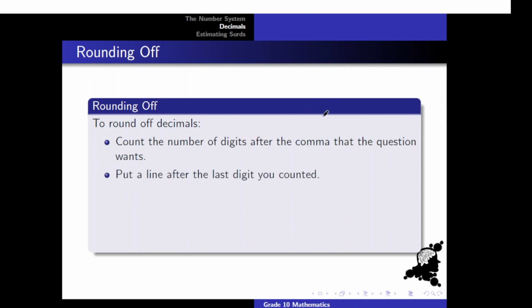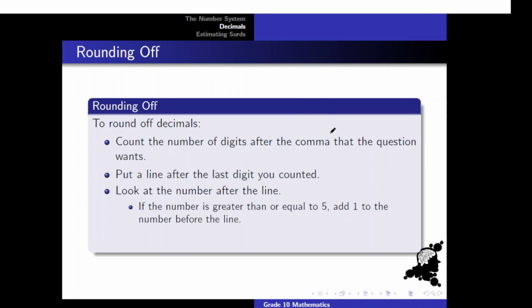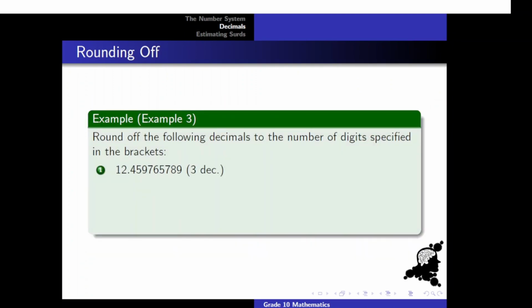We put a line after the last digit that we counted. We look at the number after the line, and if that number is greater than or equal to 5, we add a 1 to the number before the line. If the number is less than 5, we do not do anything to the number before the line. Now there's a lot that was said here. Let's look at a practical example.